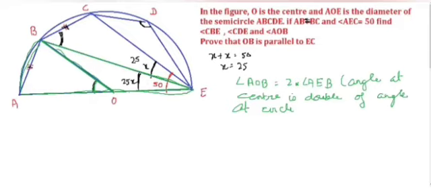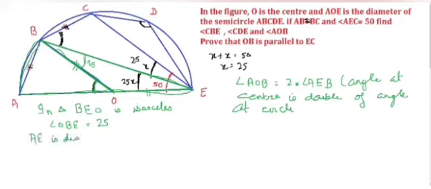in triangle BEO. Now OB and OE are radius, so it will be an isosceles triangle. So if it is an isosceles triangle, this angle will also be 25. So I can write angle OBE is equal to 25 because triangle BEO is an isosceles triangle.